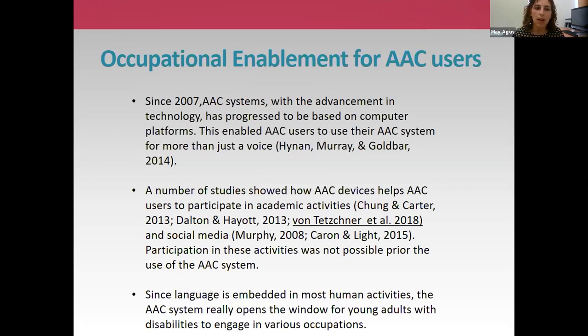And we're seeing much more of this now, especially since the introduction of AAC systems within mainstream technology. Like in around 2007, we have seen a progress towards computer-based platforms, and this enabled AAC users to use their AAC system for more than just a voice. In fact, a number of studies have shown that AAC devices help AAC users to participate in academic activities, as Dana has also showed us, and also to interact through social media.